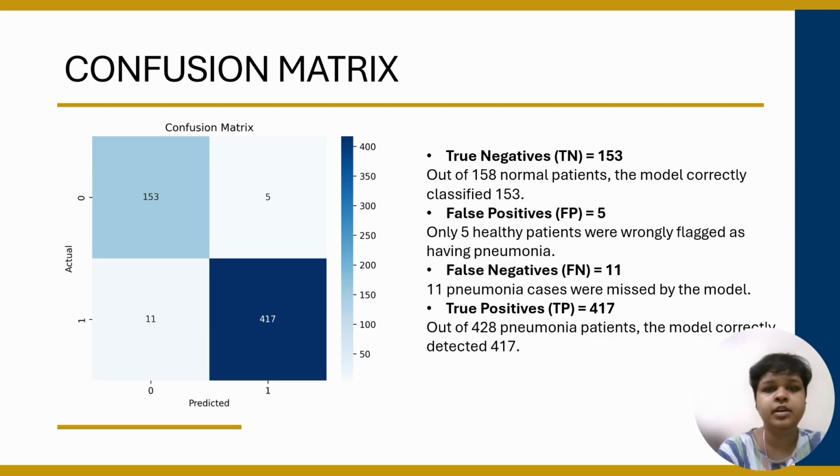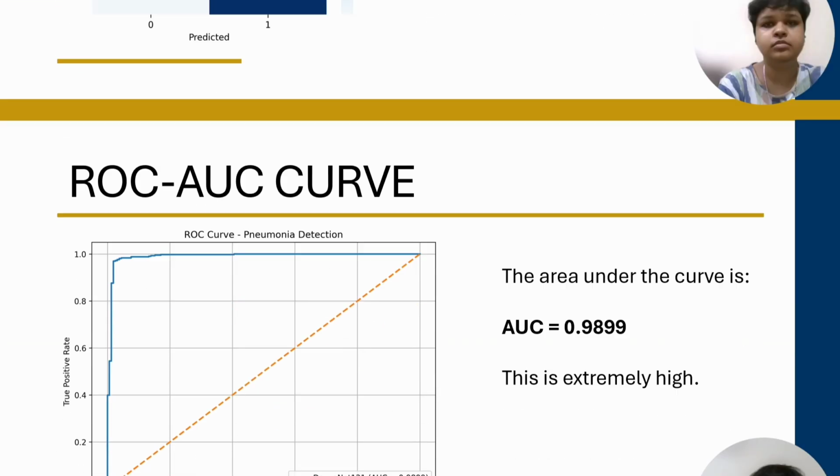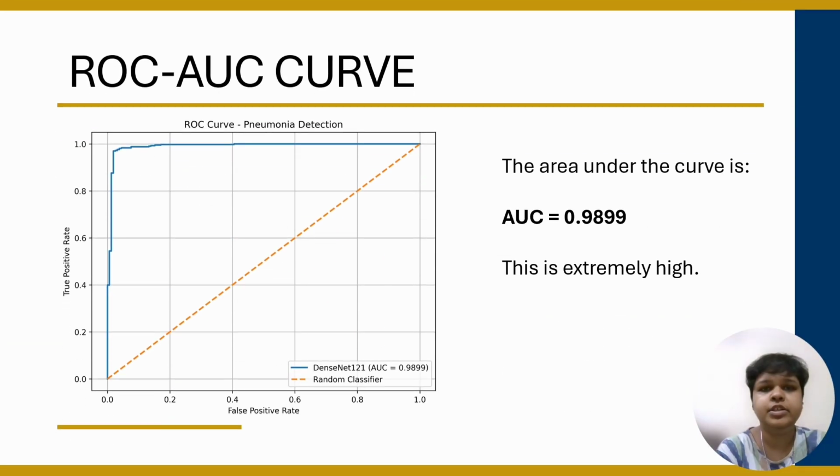While the confusion matrix gives us performance at a specific threshold, we also need a threshold independent evaluation, which is provided by the ROC-AUC curve. The ROC curve measures how effectively the model separates pneumonia cases from normal cases across different thresholds. A curve closer to the upper left corner indicates strong classification performance. The high ROC AUC score obtained here suggests that the model can reliably distinguish between the two cases.